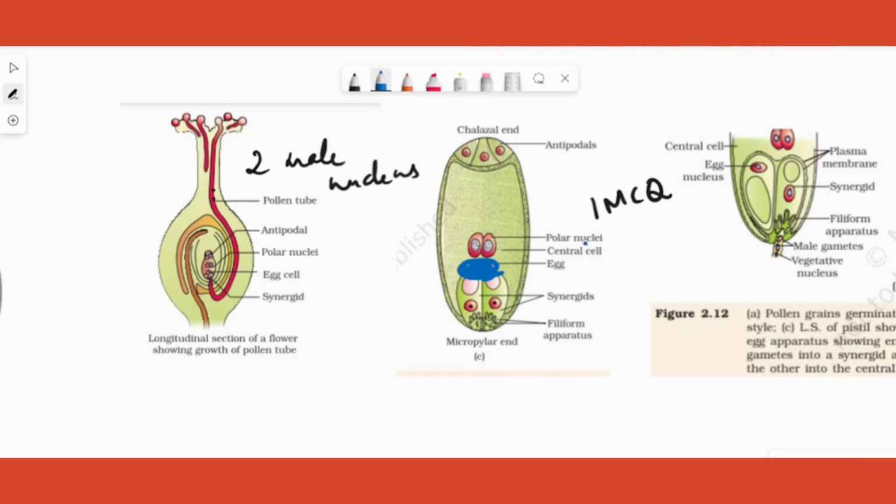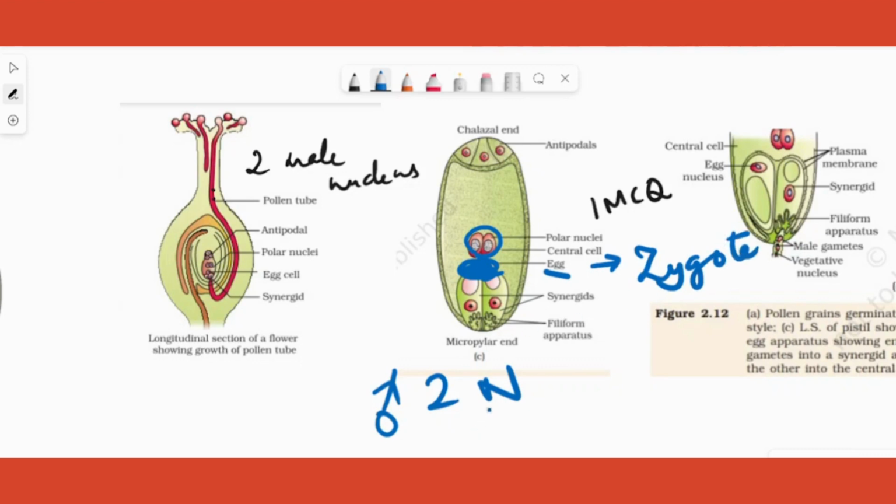Where exactly is the polar nuclei? It is inside the central cell. I have explained very clearly the structure of embryo sac in the previous video. If you haven't watched that, kindly watch that so that there is no confusion over here. So you have two male nucleus. One of them fuses with the egg, resulting in a zygote. Other one fuses with the polar nuclei.